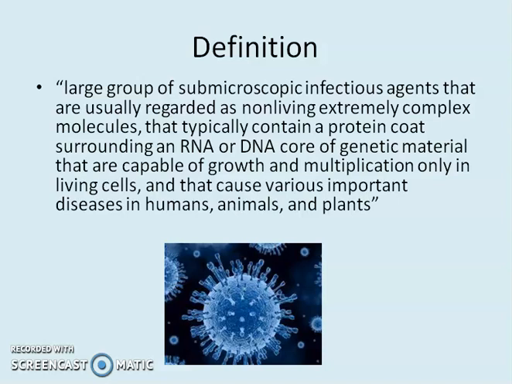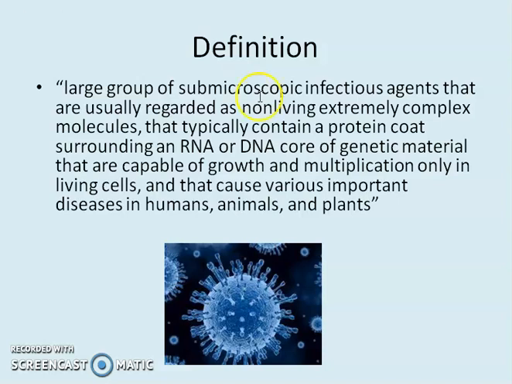Here in this definition, you can see that they are submicroscopic infectious agents. That means you cannot see viruses through a normal microscope. We need the help of an electron microscope to see viruses. That is why they are called submicroscopic agents. And they are also regarded as non-living because they need the help of another host cell for growth and multiplication. They are dependent on the host cells.